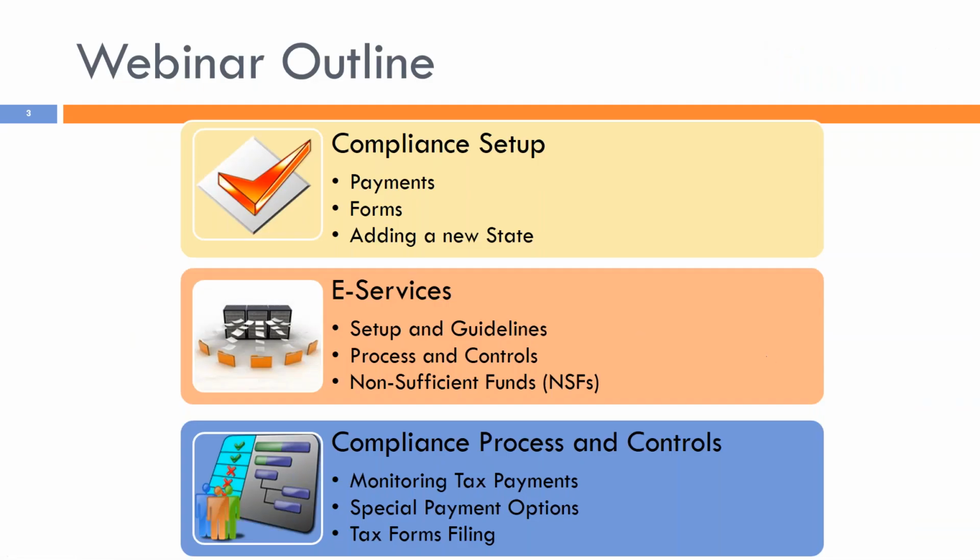So basically, what I want to start is just going over the webinar outline. There are 6 different topics that we're going to touch on today. The first one is going to be our compliance setup, which is going to consist of payments and forms and adding a new state. Then we're going to go over e-services, the setup, the guidelines.